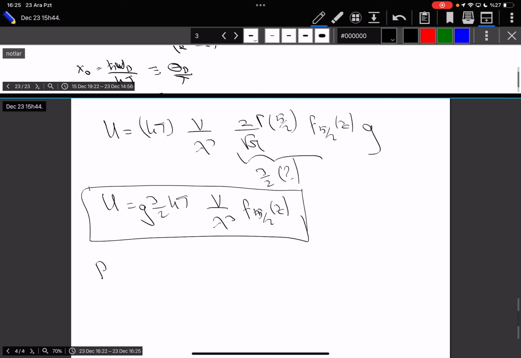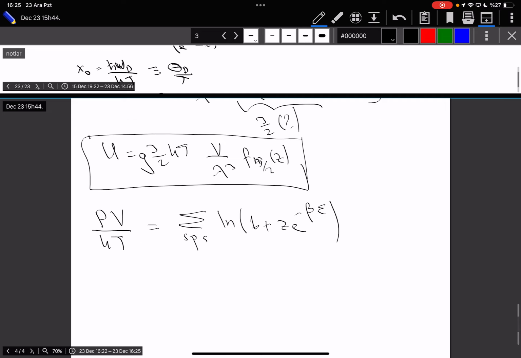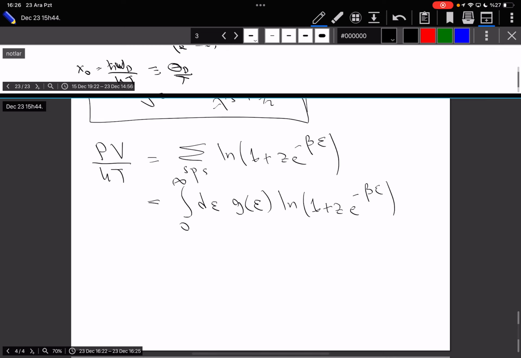Now, before you go for a break, let's also look at what PV over KT is. This was again the sum over single particle states of the logarithm of 1 plus Z e to the power minus beta epsilon, which I can write as an integral over the energies, G epsilon, logarithm of 1 plus Z e to the power minus beta epsilon from 0 to infinity. Now, I would like to express this in terms of the Fermi-Dirac distribution. So I have to manipulate this integral so that I take the derivative of the logarithm with respect to energy. That will give me the Fermi-Dirac distribution.